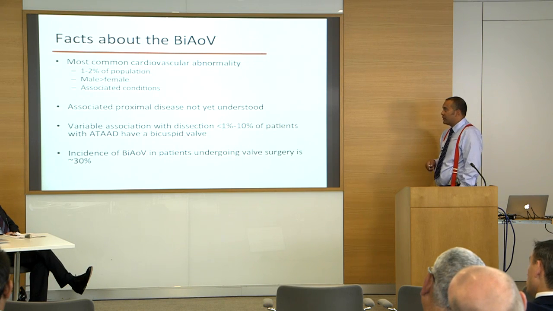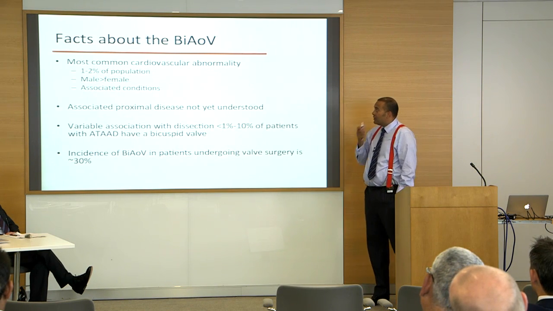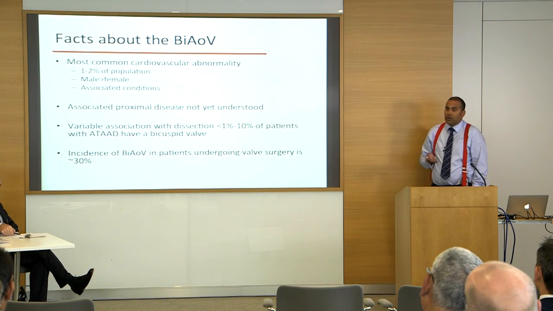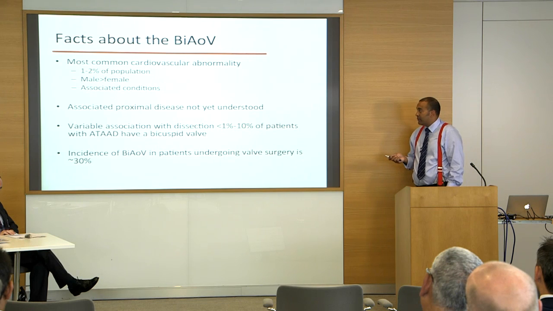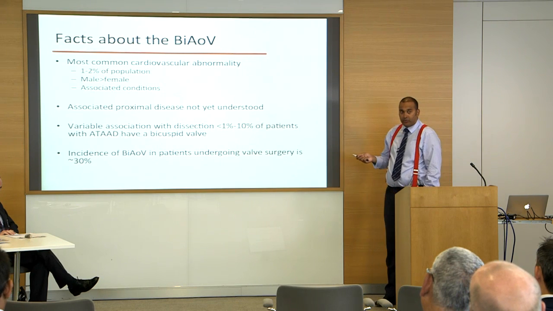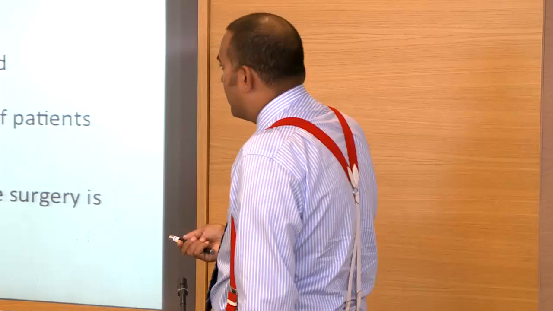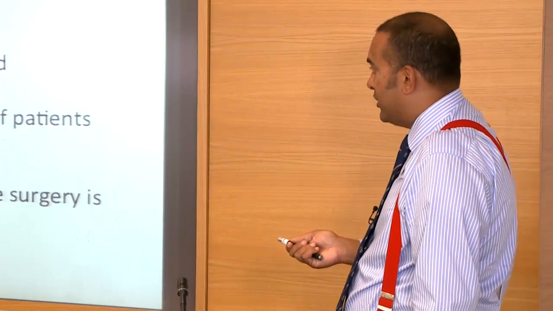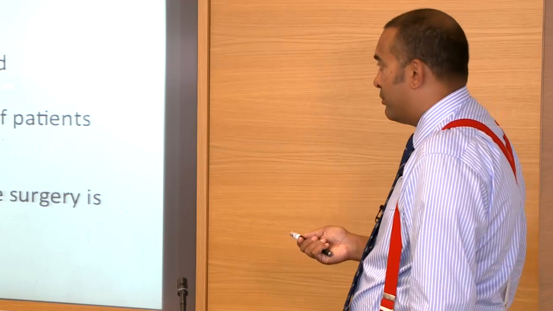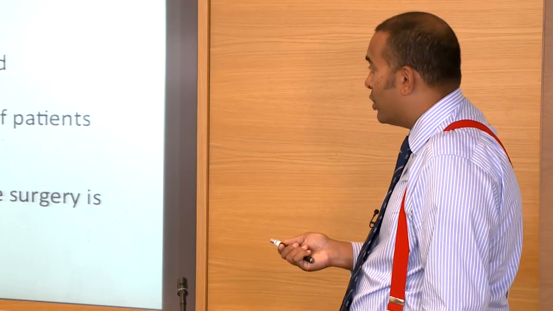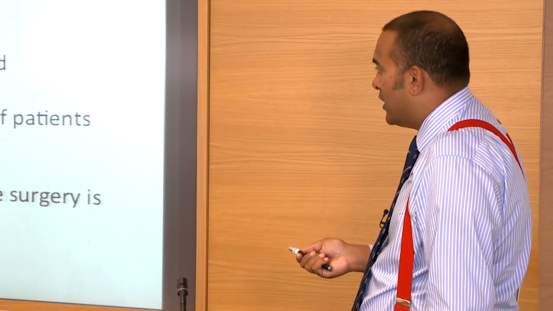So the natural history, well, some facts about it. It is the most common cardiovascular abnormality, 1 to 2% of the population, male greater than female preponderance, and there are associated conditions with it, Turner syndrome, coarctation of the aorta. The problems with associated proximal aortic disease are not fully understood. There are believed to be genetic components to it. There are believed to be flow-related components to it as well, but it's not fully understood.